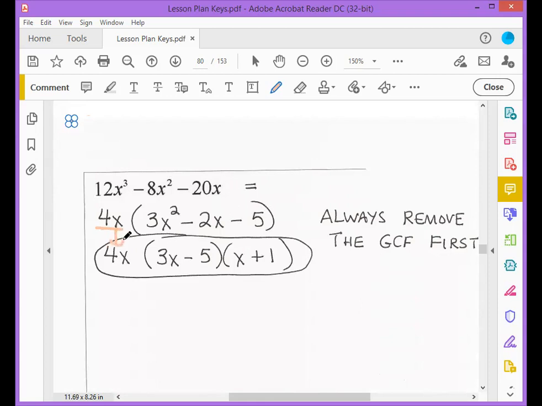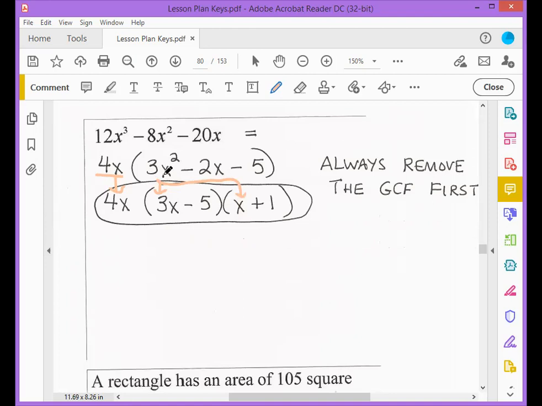So we carry down that 4x that we factored, and then the 3x squared minus 2x minus 5 we factor using two sets of parentheses. Our first term, 3x squared, we factor using 3x and 1x. And our minus 5, we factor using -5 and +1. So here's our answer. We got 4x outside parentheses and 3x minus 5 times x plus 1 inside two sets of parentheses. But this is our answer.